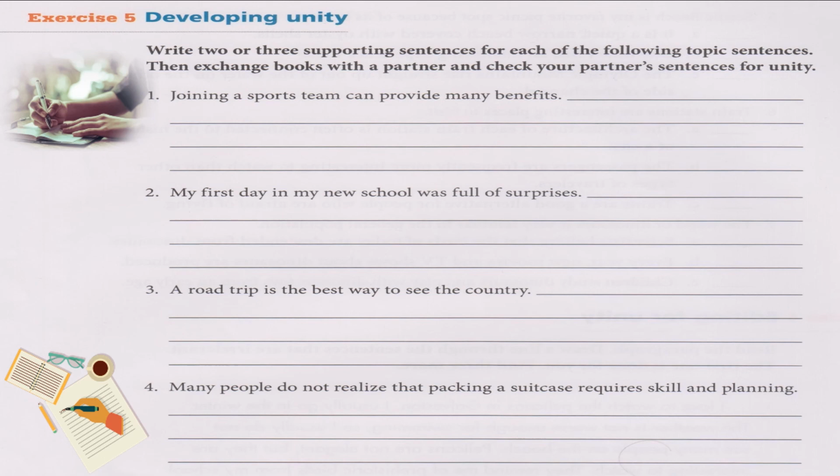Exercise 5. Developing Unity. Write 2 or 3 supporting sentences for each of the following topic sentences. Then, exchange books with a partner and check your partner's sentences for unity.